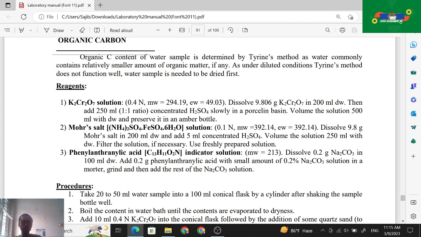Then Mohr's salt, (NH4)2SO4.FeSO4.6H2O solution, 0.1 normal. Molecular weight is 392.14, equivalent weight is 392.14. Dissolve 9.8 gram Mohr's salt in 200 ml DW and add 5 ml concentrated H2SO4. Volume the solution to 250 ml with the DW and filter the solution if necessary, and use freshly prepared solution.